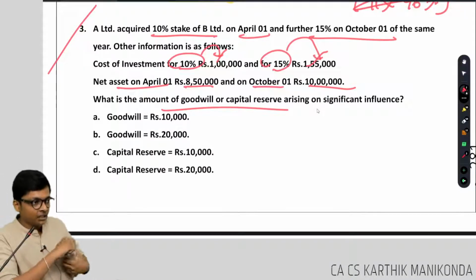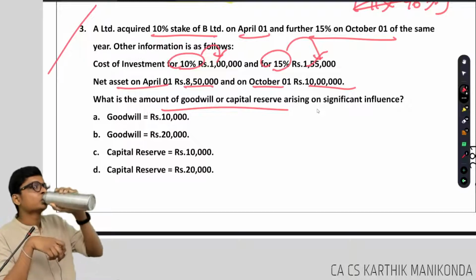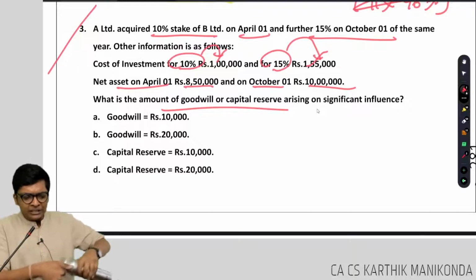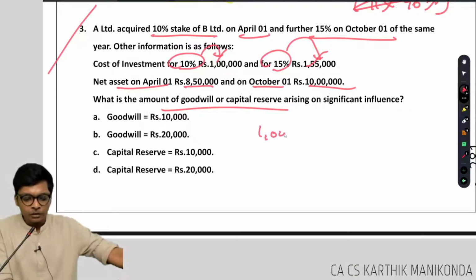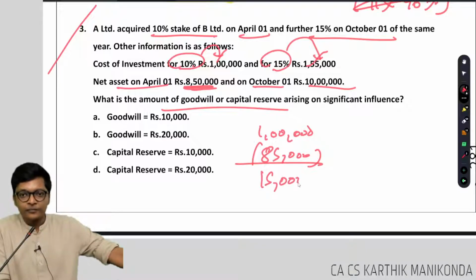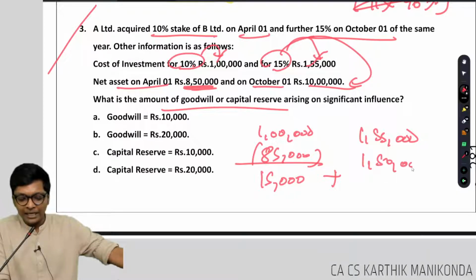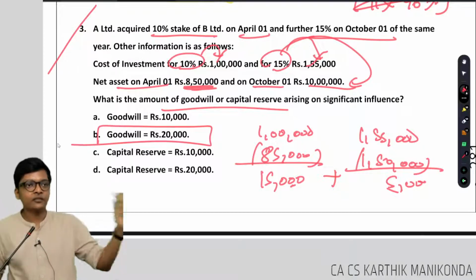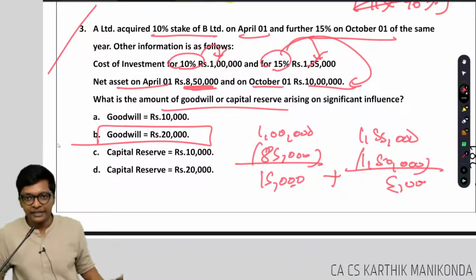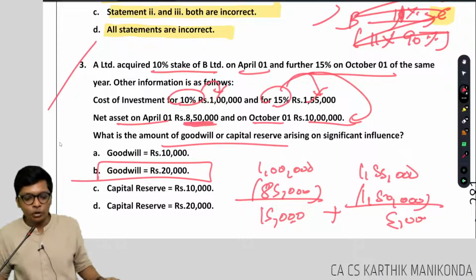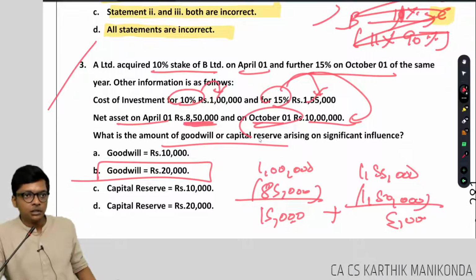10 plus 15, 25. Can you find it? Do it, guys. Look at this. First I paid 1 lakh and I got 10% of 8 lakh 50, which is 85,000. So in the first I got a goodwill of 15,000. Plus in the second I paid 1 lakh 55 and got 15% of 10 lakhs, 1 lakh 50. So 5,000 goodwill, 15 plus 5. That's it. This is called step acquisition of goodwill. Even if it comes in the main sum, I will add post after 1st October. Are you following, guys?